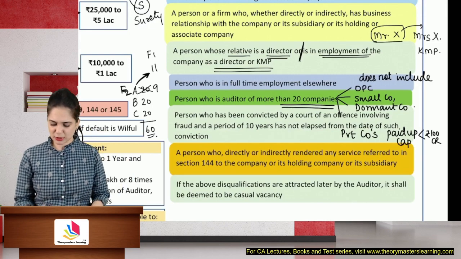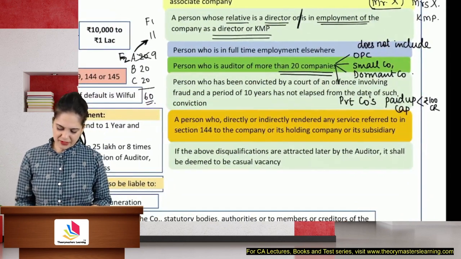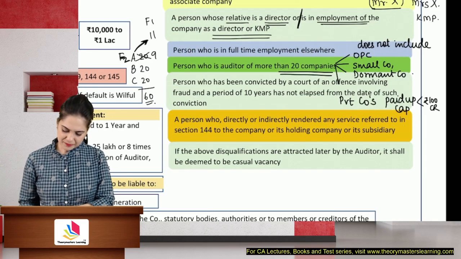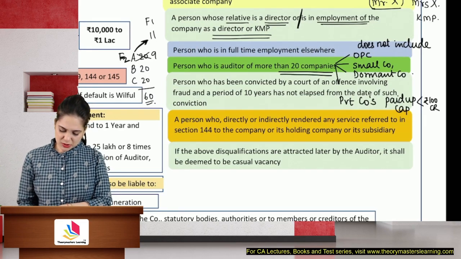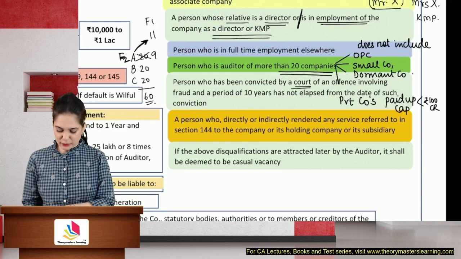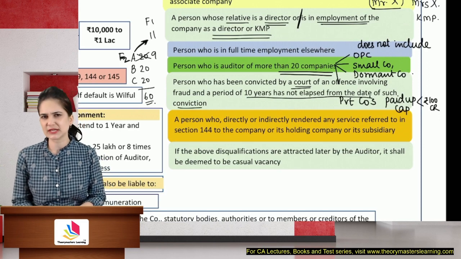But yes, that number of 20 will not include OPC, small company, dormant, and private companies which hold less than 100 crores paid up capital. Person who is convicted by a court of an offense involving fraud and a period of 10 years has not elapsed from the date of such conviction. It means the cooling period of 10 years has not elapsed.